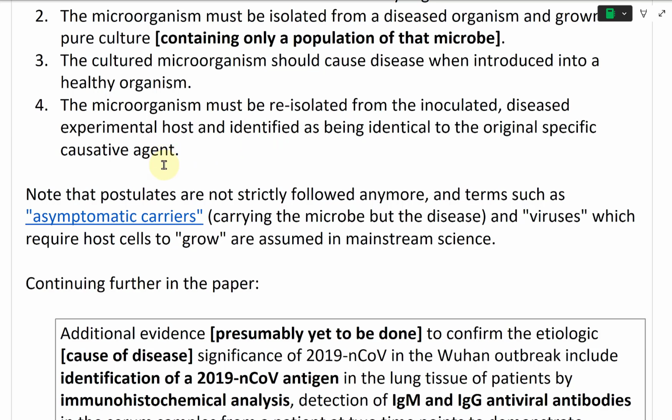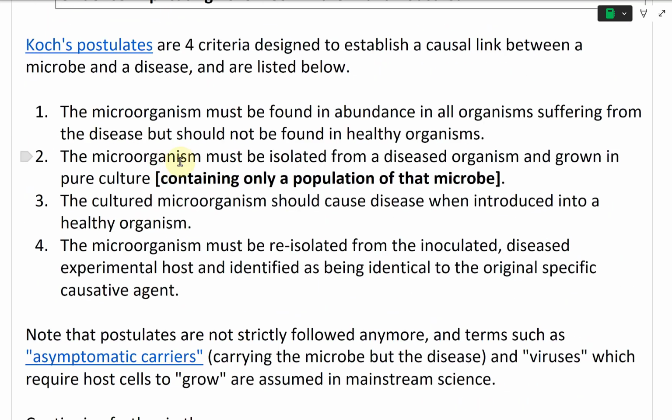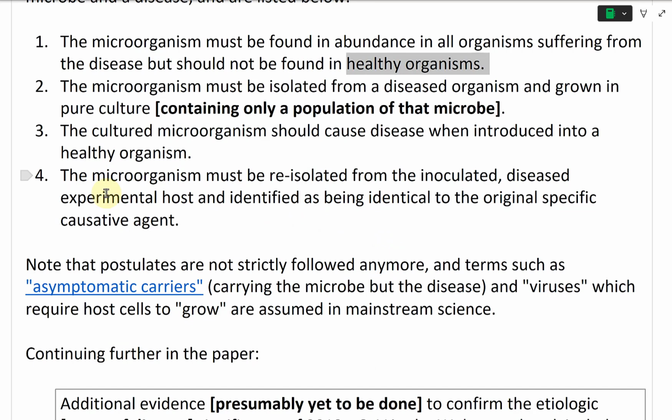specific causative agent. And basically to summarize, you've got to find a microbe in abundance in all the organisms suffering from the disease, but not in the healthy organisms. But remember, with viruses and even some bacteria, you can have asymptomatic carriers, which means you can have that microorganism in healthy organisms, which eludes reasoning. And also, once you isolate it from the disease, it has to be grown in pure culture, and then the cultured organism should cause disease when introduced into a healthy organism, and then you should be able to re-isolate it from that and show that it's the same thing as the original one. That's Koch's postulates in a nutshell.